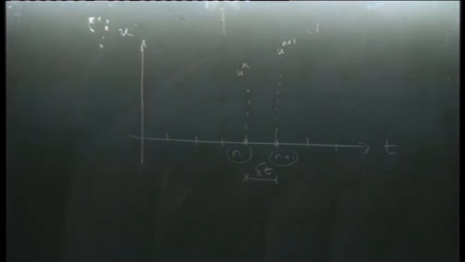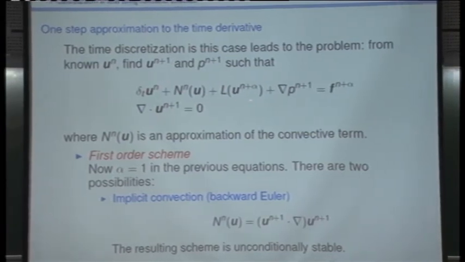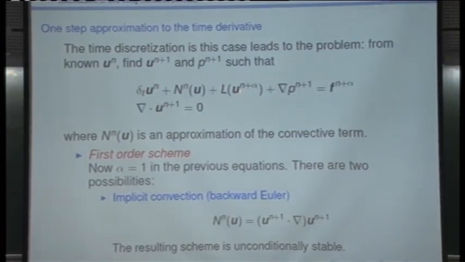So what will we do? Here we replace the time derivative by the incremental quotient. We evaluate somehow the convective term. That changes. If we want a single step approximation, the viscous term is always approximated using the value at u^(n+alpha), this convex combination of u^n and u^(n+1), and pressure is always evaluated at n plus 1. The right-hand side at n plus alpha, and the divergence of u at n plus 1.